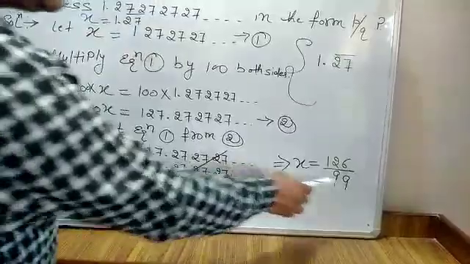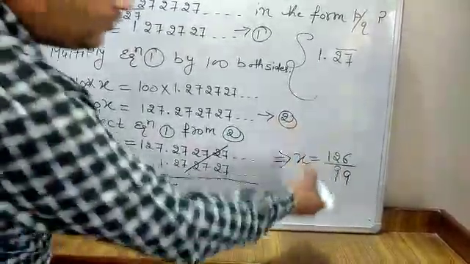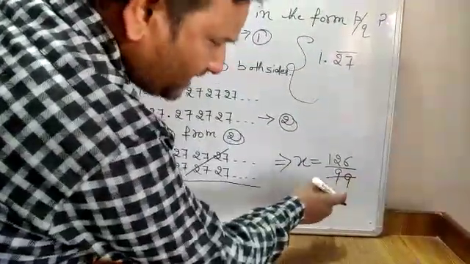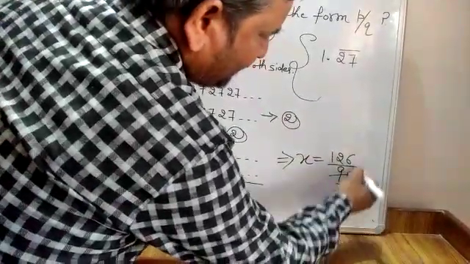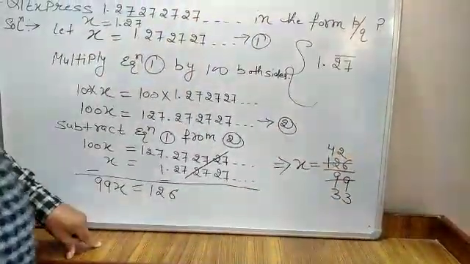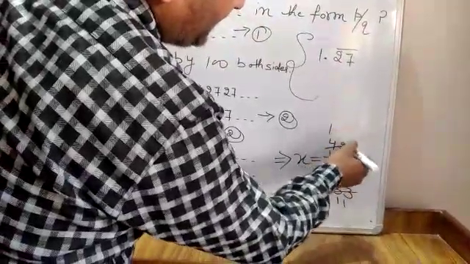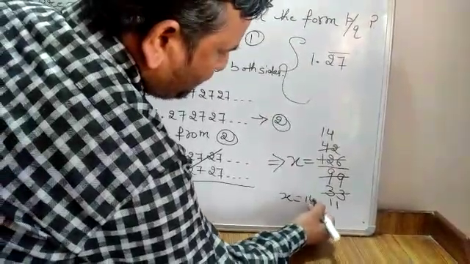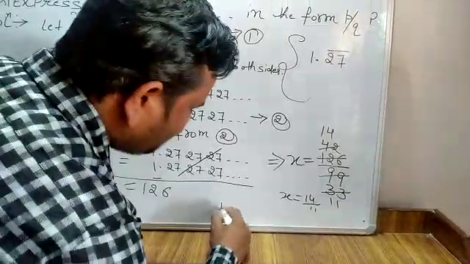Now the value of x is in the form of P upon Q. It depends on you: if you want to simplify this value, you can. We go with the tables of 9 as well as 3. 3 3s are 9, 3 3s are 9. Here we have 3 4s are 12, 3 2s are 6. One more time, divide by 3: 3 1s are 3, 3 1s are 3, 3 4s are 12. So we are left with x is equal to 14 upon 11, which is the required form.